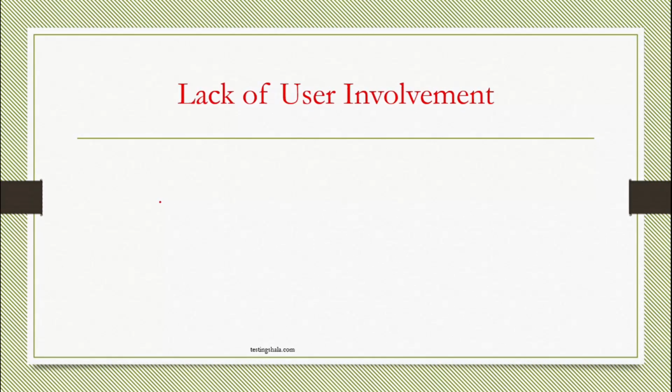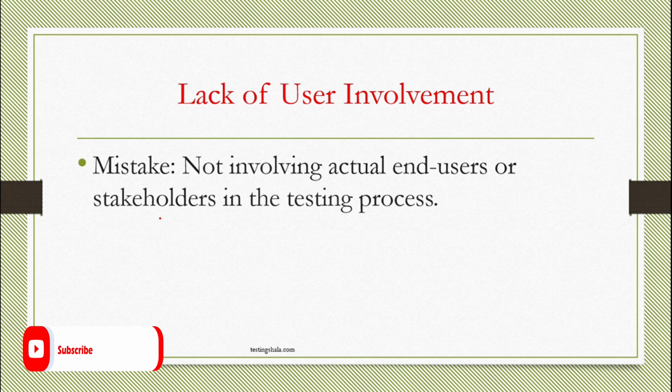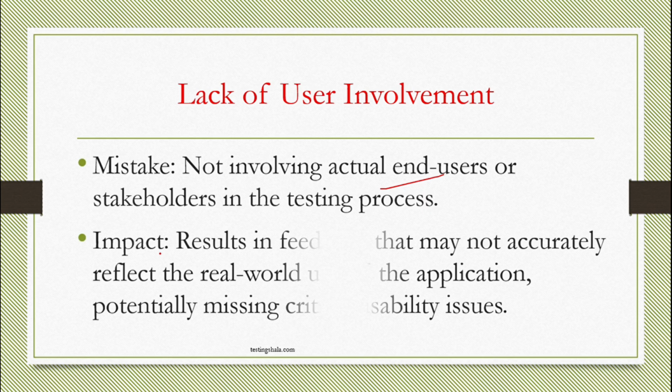And the next one is lack of user involvement, especially in user acceptance testing, where users should be involved on a day-to-day basis. Not involving actual end users or stakeholders in the testing process is the biggest problem. That is a mistake. In UAT, this mistake should not happen. You should have real end users and active participation of stakeholders.